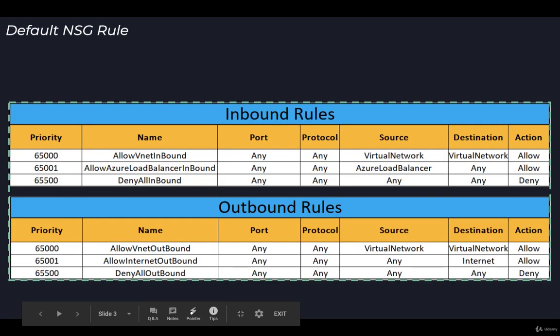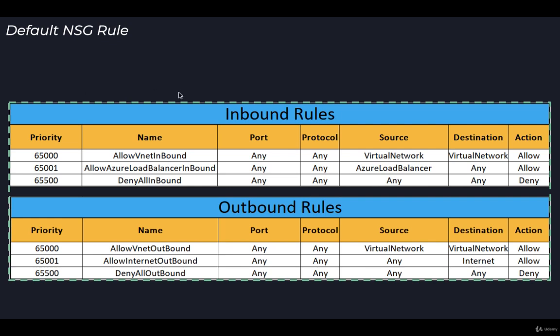The next thing we will discuss is, whenever you create an NSG or a network security group, there are certain default rules which are created. So the next time when you are creating the rules, you will be defining the rules having priority lesser than these rules. We can see when you create, there are three inbound rules and three outbound rules which are created by default, and these are the priorities assigned.